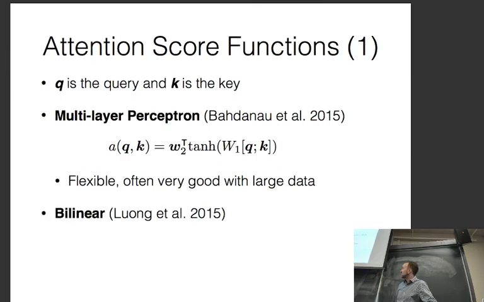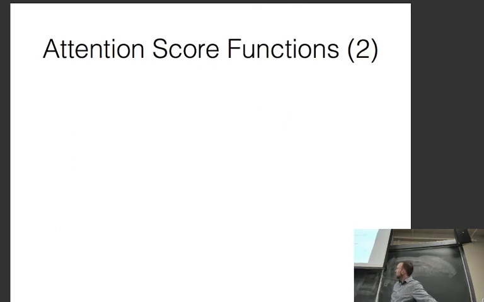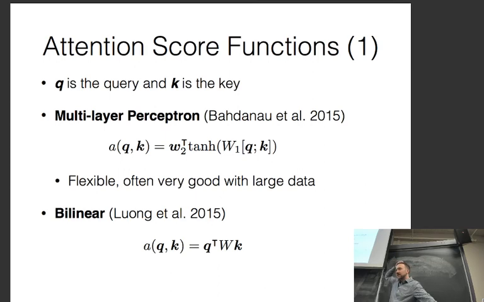There's also a bilinear function. So basically what this means is you take k and q, and then you have a weight matrix in between, and then you take the similarity between them. So this is also a thing you can do. I found this to be less effective than multi-layer perceptron or dot product, but it also kind of depends on what task you're doing and what data you're using.